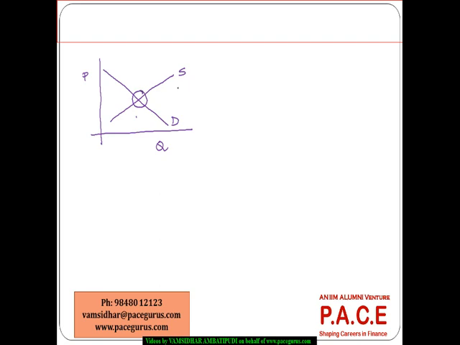This intersection point between the market demand and supply curves is what is called the equilibrium point. This quantity is called the equilibrium quantity, and the price at which the market demand curve equals the market supply curve we call the equilibrium price. So basically it's solving two equations, the market demand curve and the market supply curve. When I solve these two equations, I get the equilibrium price and the equilibrium quantity.